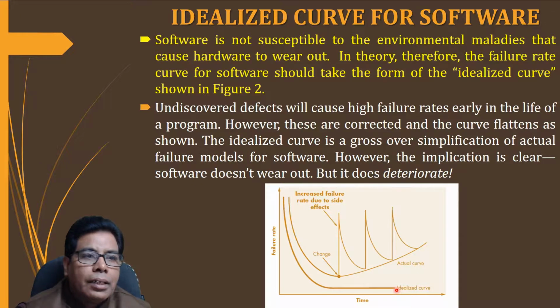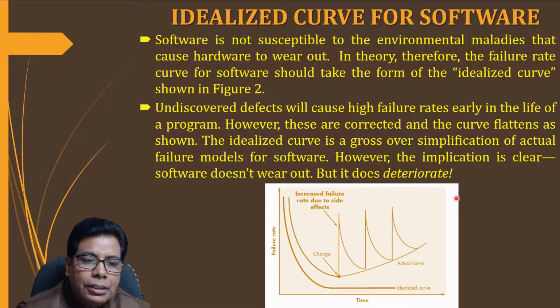Undiscovered defects will cause high failure rates in the early life of the program. However, these are corrected and the curve flattens as shown. The idealized curve is a gross oversimplification of actual failure models for software. However, its implication is clear. Software doesn't wear out, but it deteriorates. So there is deterioration in the software. It will not wear out, but its performance will deteriorate.